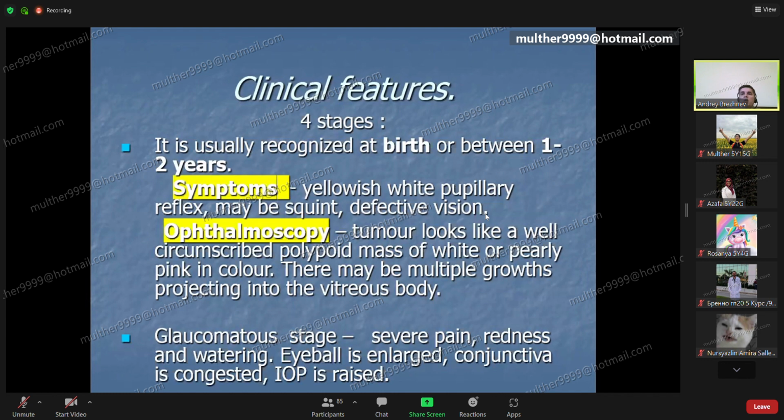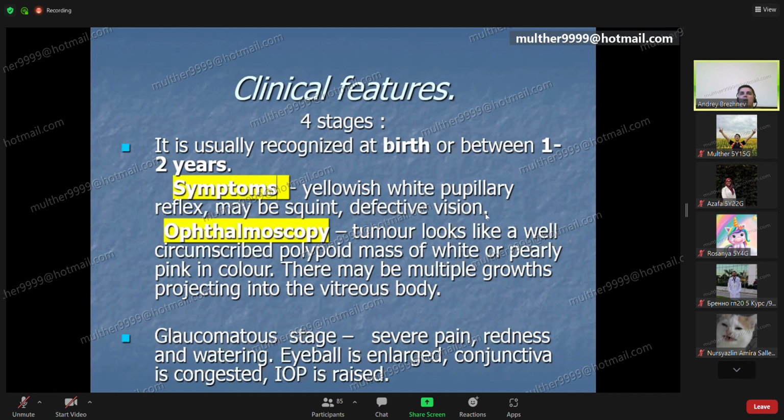Ophthalmoscopy. Tumor looks like a well circumscribed polypoid mass of white or maybe a bit even pinkish in color. There may be multiple growths projecting into the vitreous body.